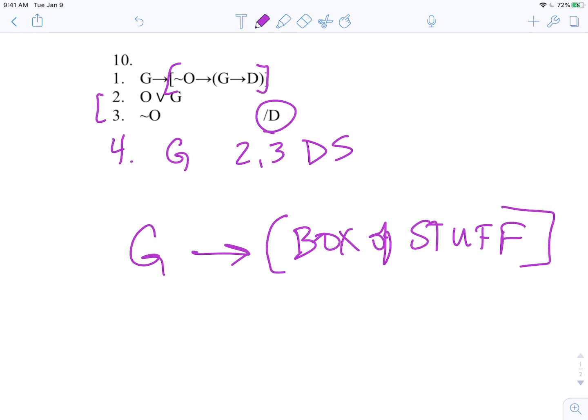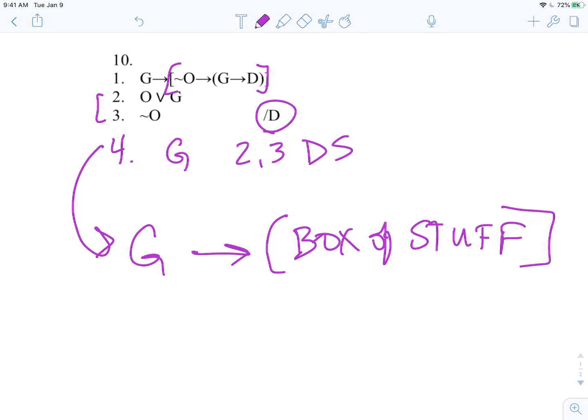So it really doesn't matter what's in the box. All that matters is it's a conditional. Okay. So then you take a look at 4. 4 is just G. Oh, and then look at this. 4 combined with, well, whatever's in 1.